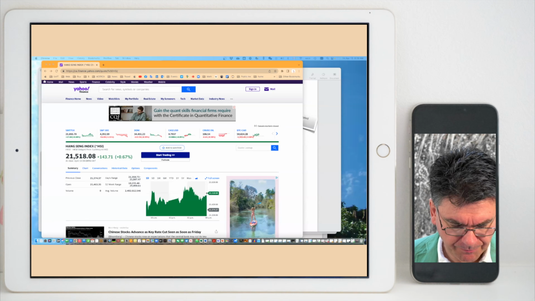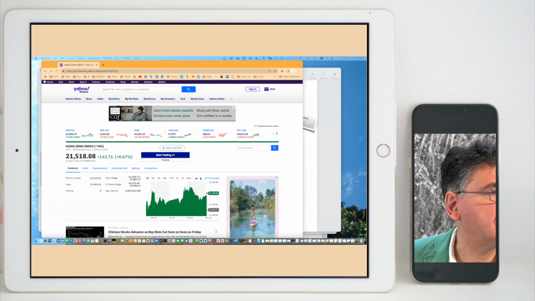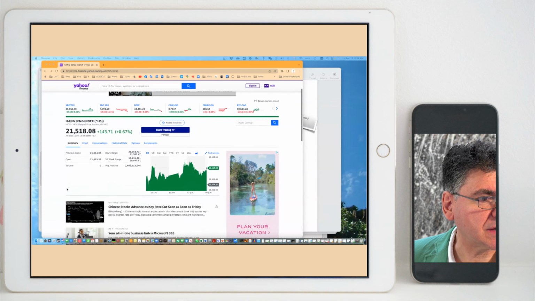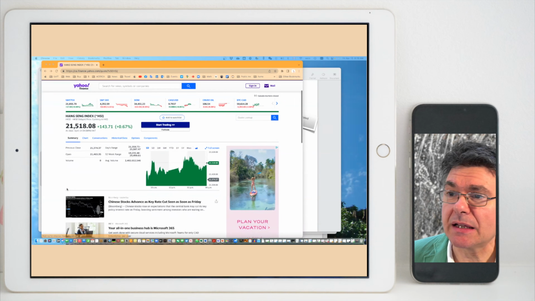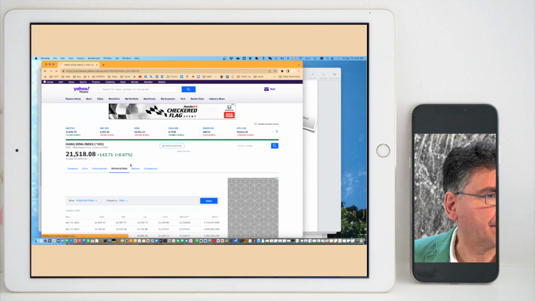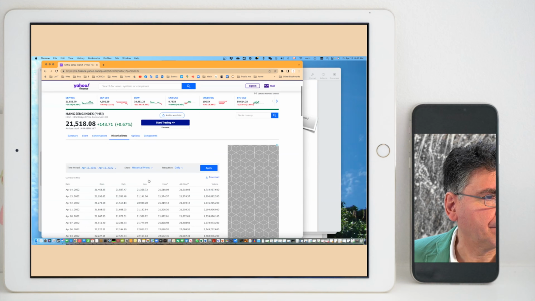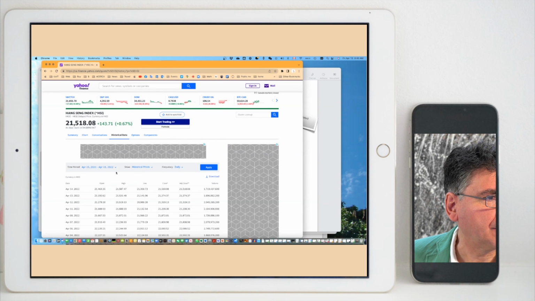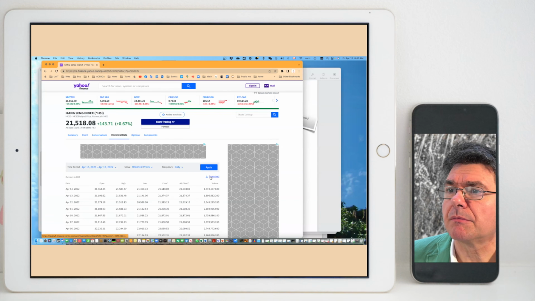We're going to now share the screen, see what there is to do. There we go. All right. So this is the Yahoo Finance webpage. This is the Hang Seng Index. And then you have historical data there. You can take a time period and then you hit download. That's it.